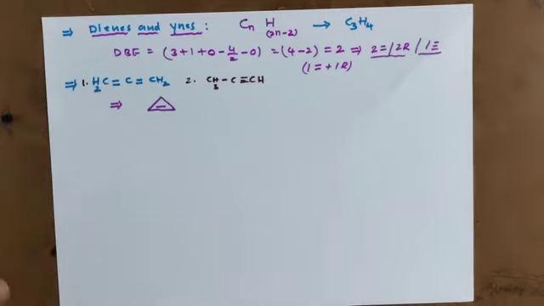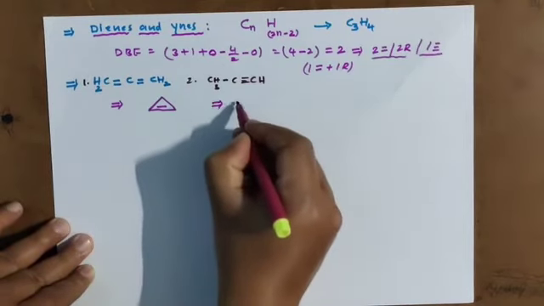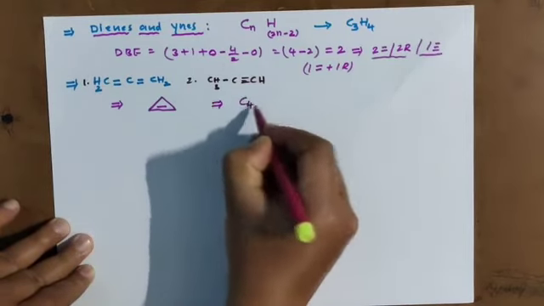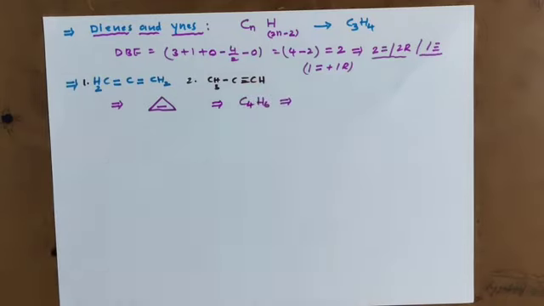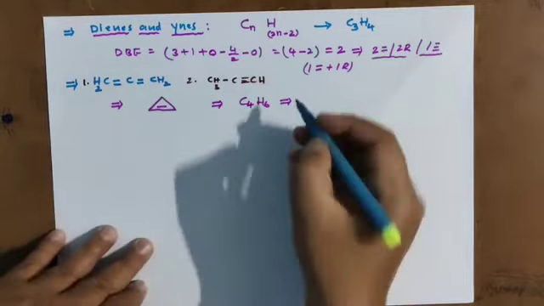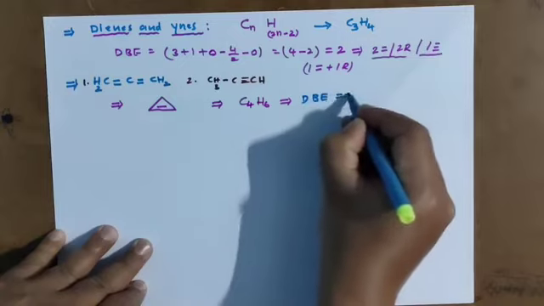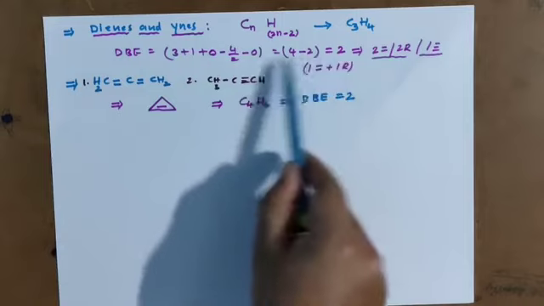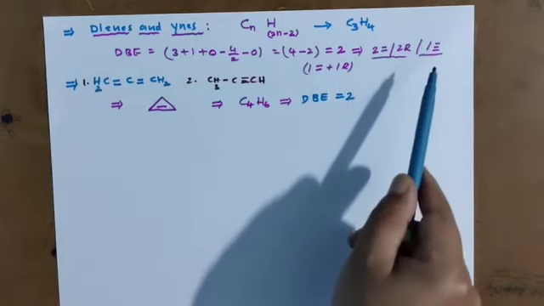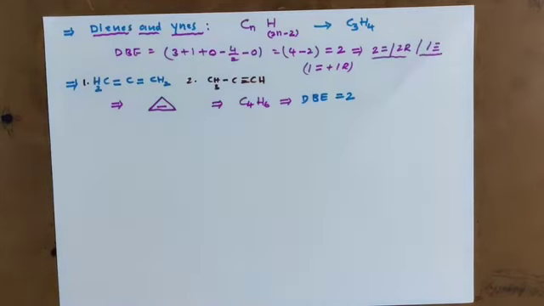Alright. Now I am taking another example, C4H6. The DBE is the same; you calculate and get 2. So we have the same chances: 2 double bonds, 2 rings, 1 triple bond, 1 double bond and 1 ring.